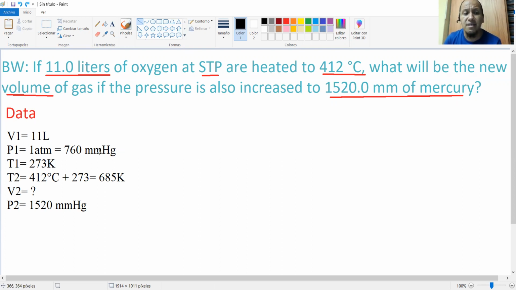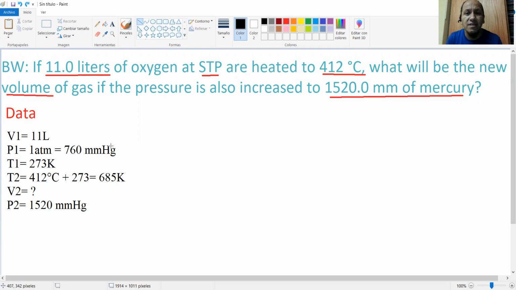Why did I do that? Because I can see that in pressure 2, I have it in millimeters of mercury. Also, you could have everything in atmospheres. In both cases, it's still correct, no problem at all. And temperature 1 is 273 Kelvin because it says standard temperature. Now moving to temperature 2, which is 412 Celsius degrees.